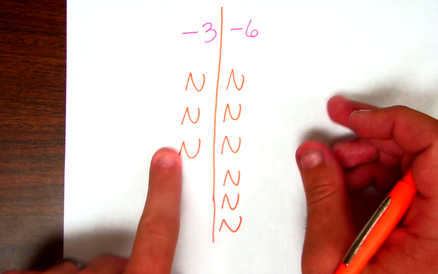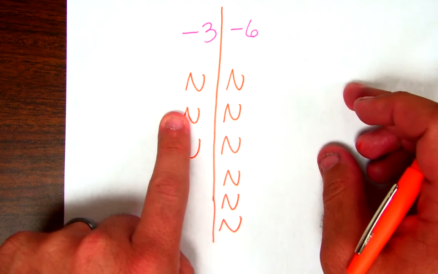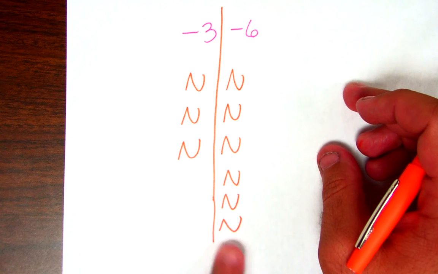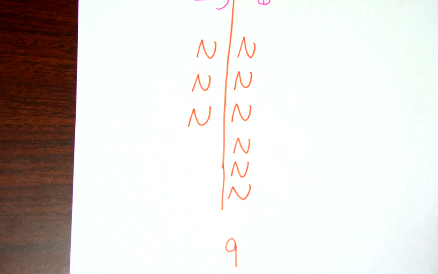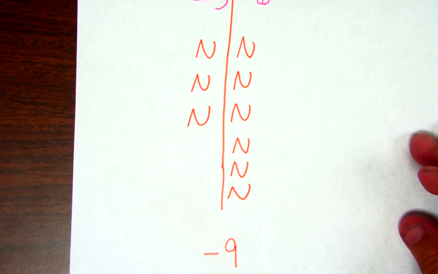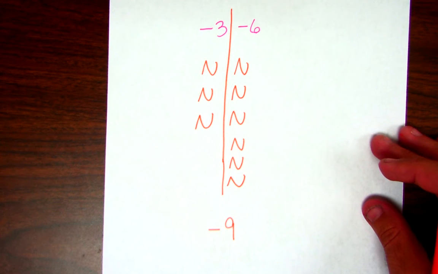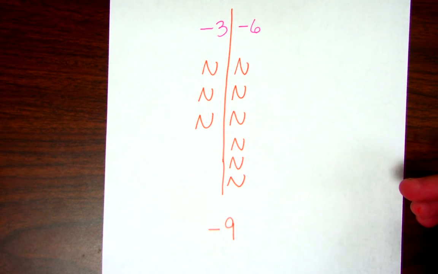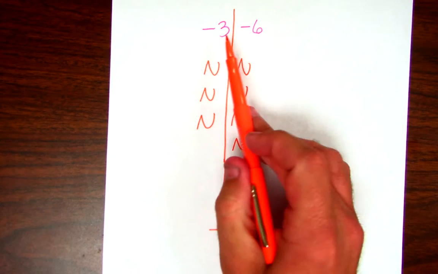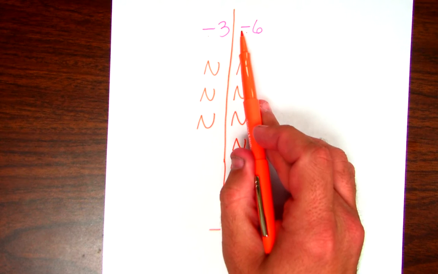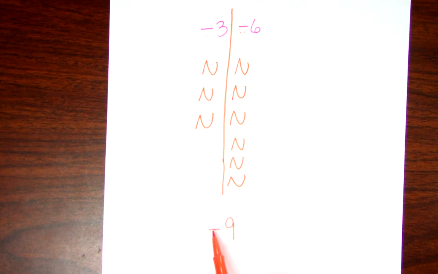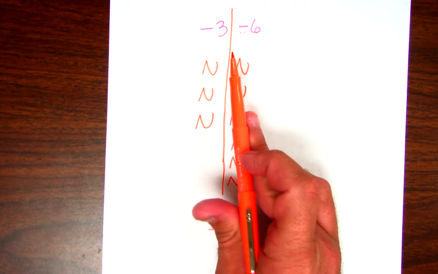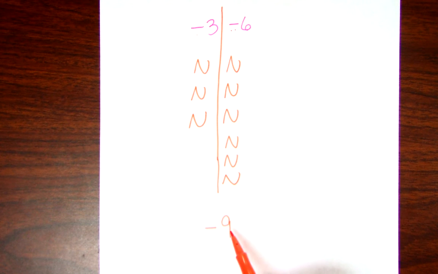So if we have 3 people with negative attitudes, and we have 6 more people with negative attitudes, that means we have 9 people with negative attitudes. If we go back to the first part of the notes where it says steps, step 3 says if the signs are the same on each term, like we have here, keep the sign, which we did, and add the numbers, which is what we did.